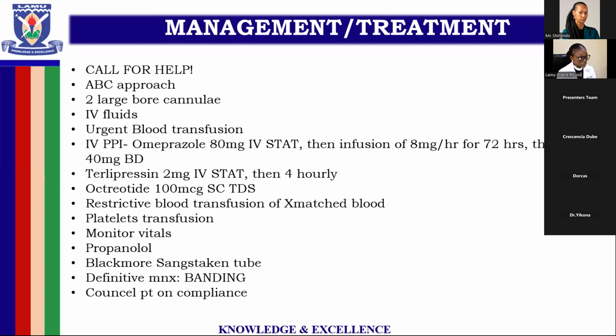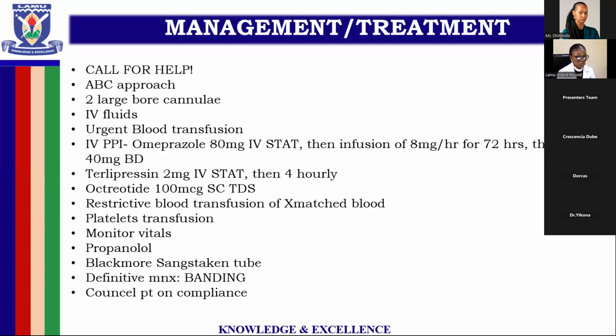Then, this is a medical emergency, so we can insert a Blakemore tube, which is going to exert pressure on the varices, hence acutely or urgently arresting the bleeding while we await the definitive management, which is stenting. We are then going to give terlipressin, 2 milligrams IV stat, then 4 hourly, or octreotide, 100 micrograms subcutaneously TDS. These two drugs work in a similar way.